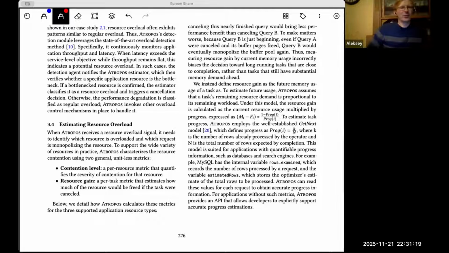When latency exceeds the service level objective while throughput remains flat, this indicates a potential resource overload. In such cases, the detection agent notifies Atropos estimator, which then verifies whether a specific application resource is the bottleneck. If a bottleneck resource is confirmed, the estimator classifies it as a resource overload and triggers a cancellation decision. Otherwise, the performance degradation is classified as regular overload.